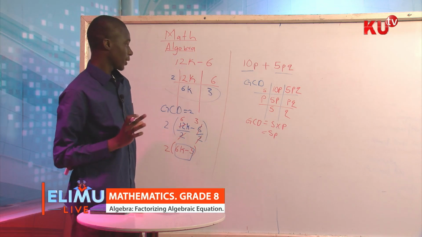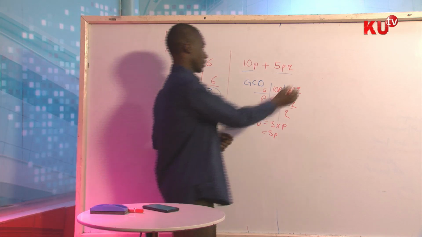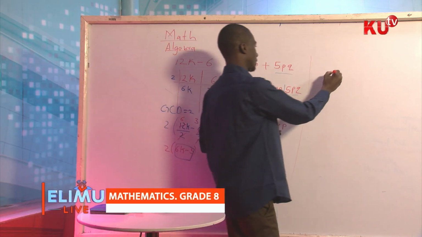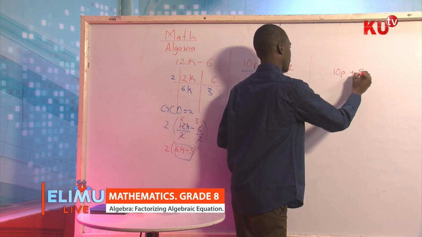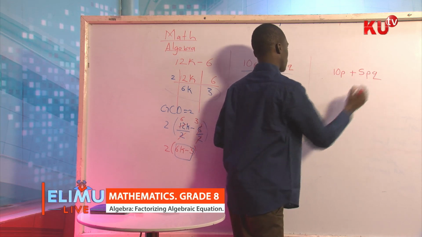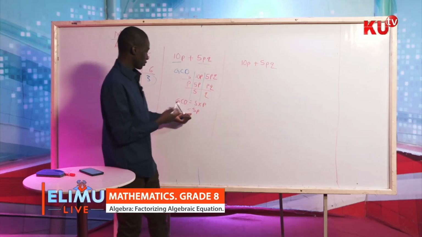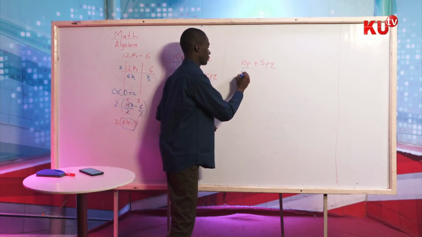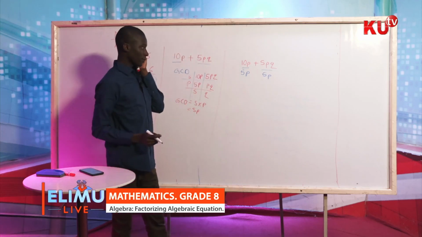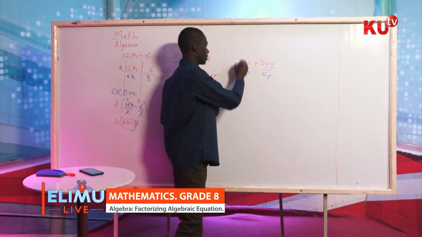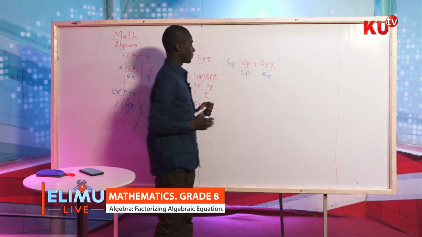Once I've obtained the GCD, I'll repeat basically what we did here. We're going to take our terms in the expression. Our original expression was 10P plus 5PQ. So we're going to divide every term in this expression by the GCD, which was this number here. So divide this one by 5P, also divide the second term by 5P, and multiply everything by 5P. For us to do that, we're going to enclose our expression in brackets and multiply everything by 5P.